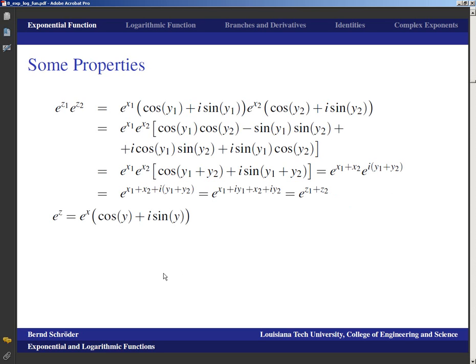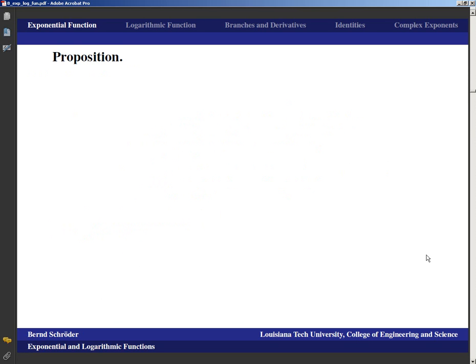e to the z itself is e to the x (cosine y plus i sine y). Well, e to the x is never 0, and cosine y and sine y don't have any common zeros, and that means this thing is not equal to 0 for all z in the complex plane. And e to the z plus 2 pi i, well, remember that cosine and sine are 2 pi periodic, which means that this is e to the z times e to the 2 pi i, and that's just e to the z, because e to the 2 pi i is 1. That's one full rotation around the origin.